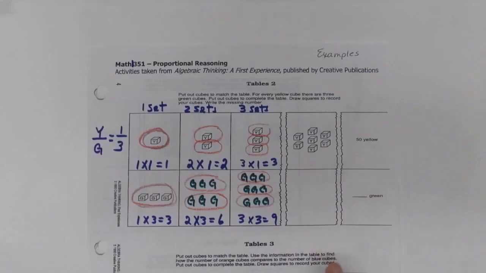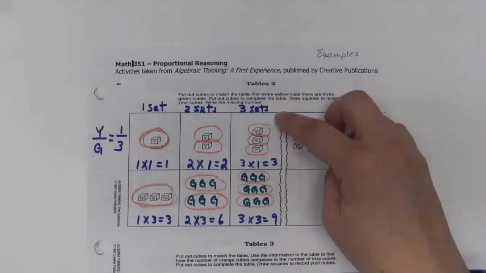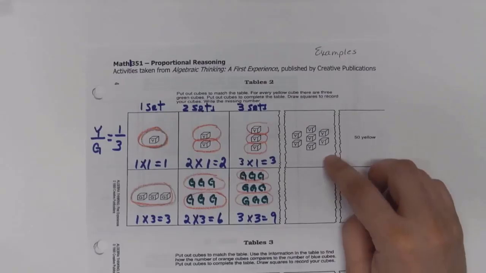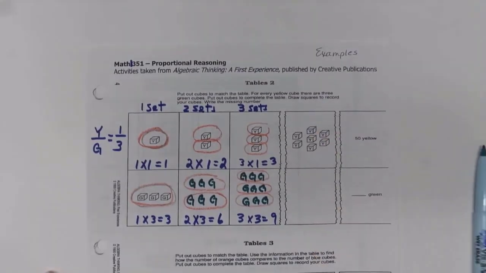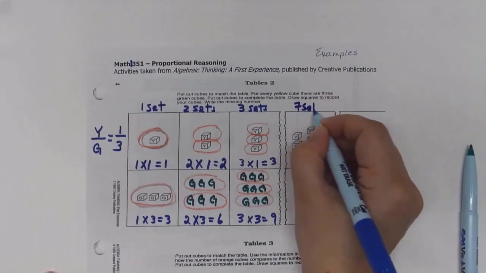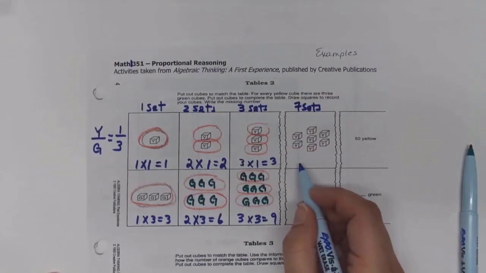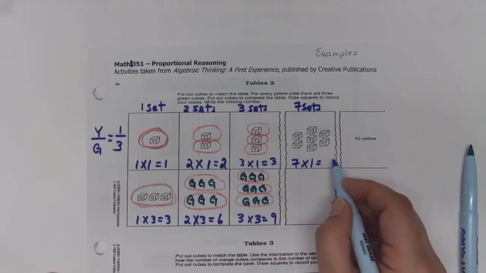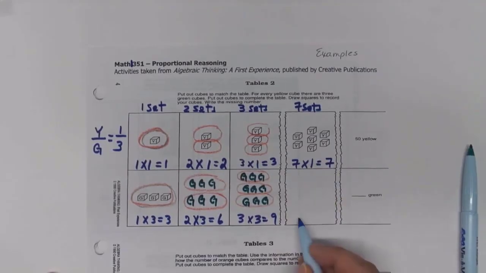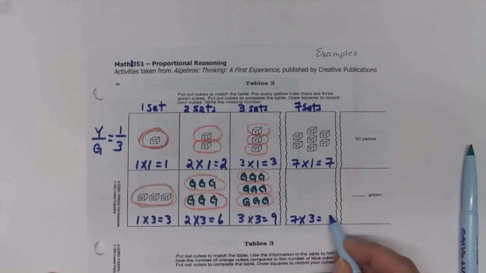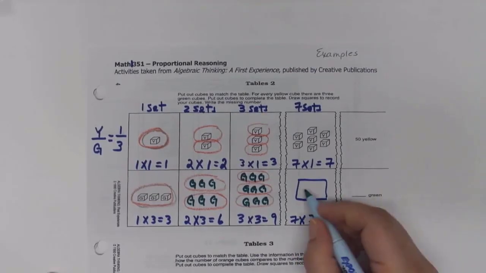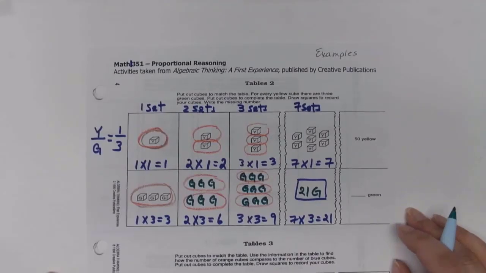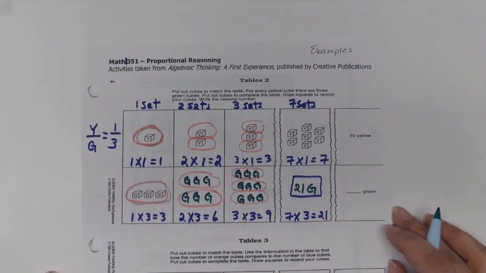So I'm not going to draw on the next slide. You can see they have a gap here, right? Meaning they jumped. This is how many sets here? 7 sets. So I have 7 sets here, meaning I need to multiply what? 7 times 1 yellow will equal 7. And then at the bottom, I have 7 times 3 equal to 21. So I'm going to just write down here, I will have 21 green. Okay? Because I don't want to draw that many. I mean, if you want to, you can.